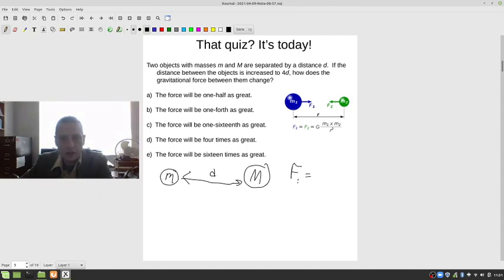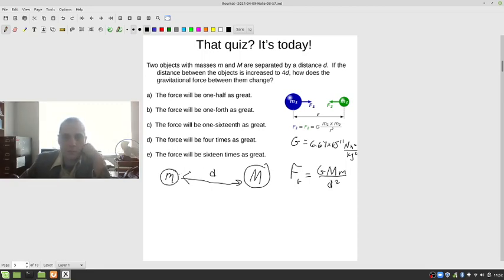Well, it would just be G, which is a constant number. So that's your 6.67 times 10 to the minus 11th newtons times meters squared over kilograms squared. Okay, really weird units that are cooked up just to make this whole thing have units of force. So in this case it would be G m M over d squared. That would be our force.